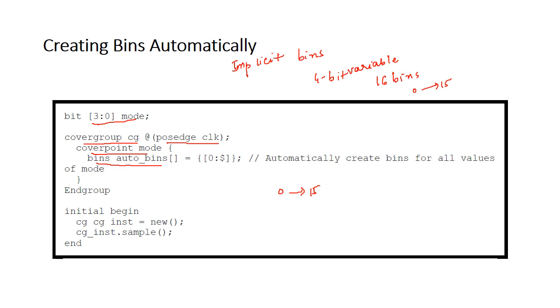Next we have a covergroup which is defined as cg. This defines the coverage model and specifies that the sampling is going to occur at the positive edge of a clock signal. Then we have a coverpoint mode which is going to use the bins auto_bins. This statement is used in order to automatically create the bins for all possible values of mode, say from 0 to 15 in this example.